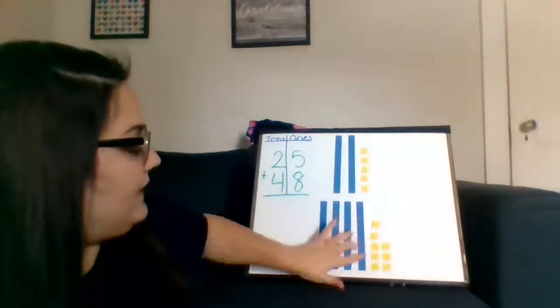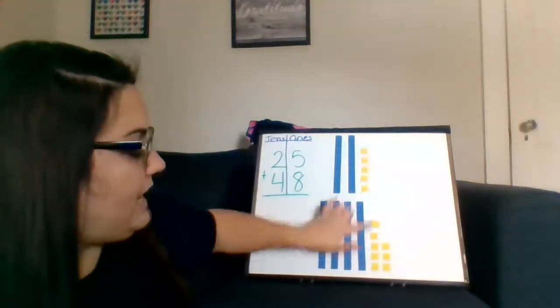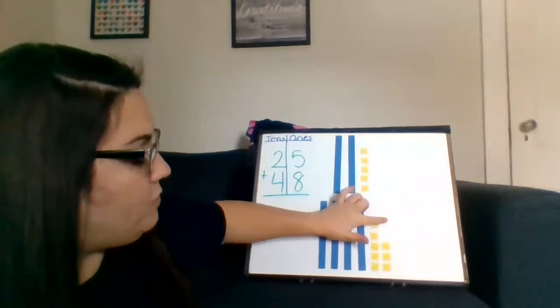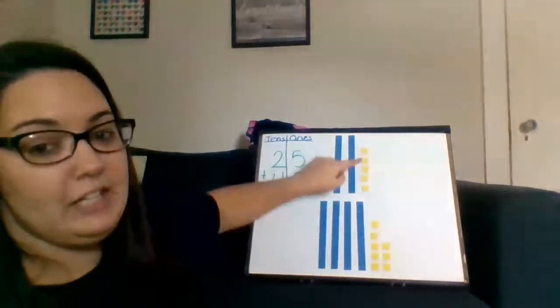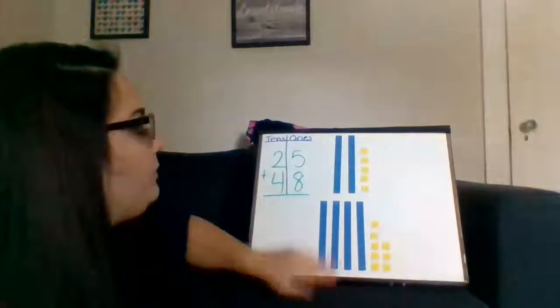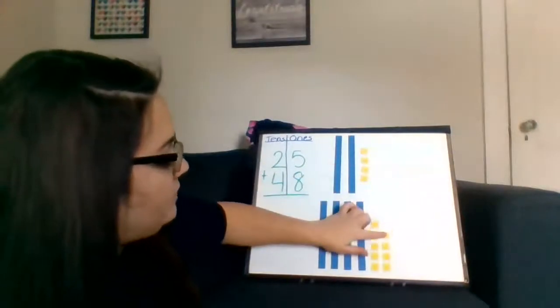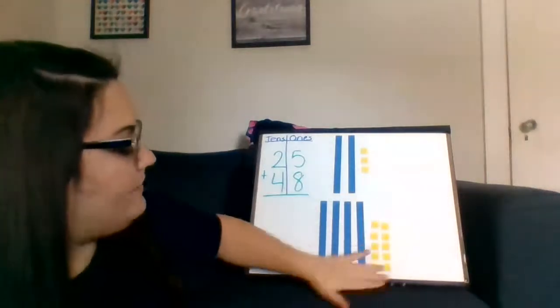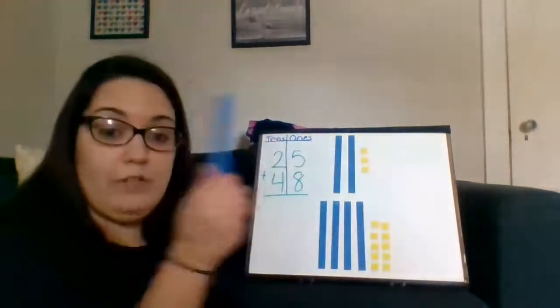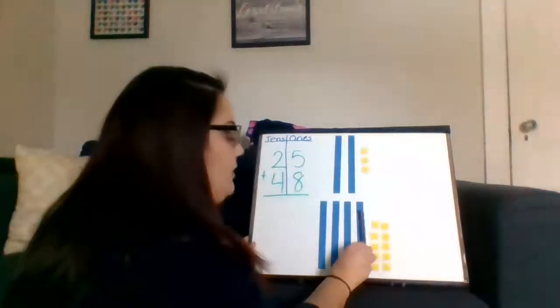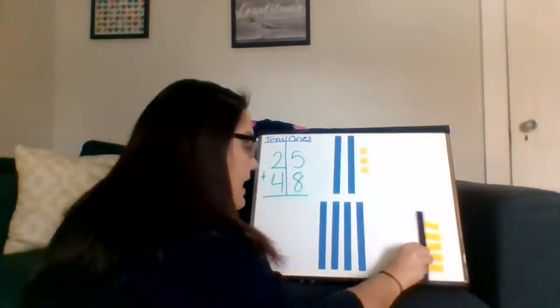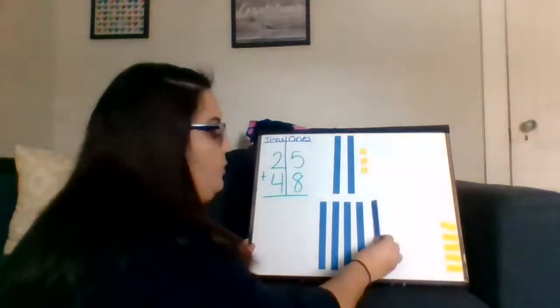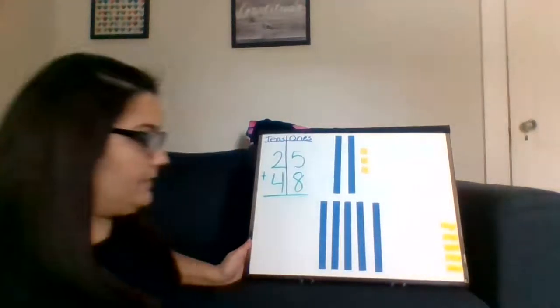So I see that down here, I almost have a 10. I only need 2 more ones to make a 10. And it looks like I'm going to have enough to regroup. So let's add 2 of these ones down here to make a 10. So I have 10 ones. I'm going to take one of my 10 blocks and I'm going to scoot these out of the way and replace it with a 10.